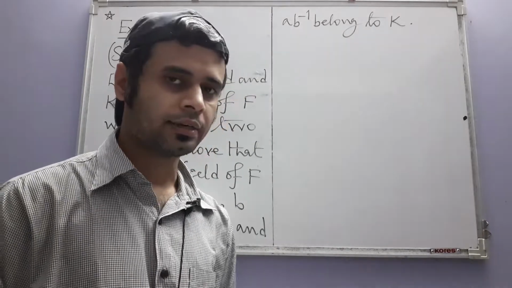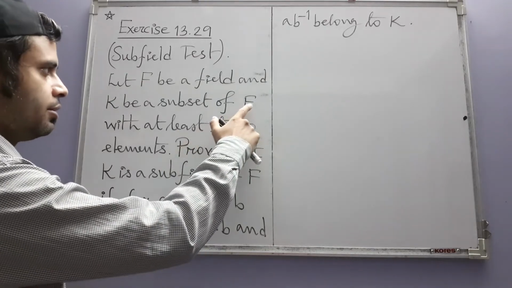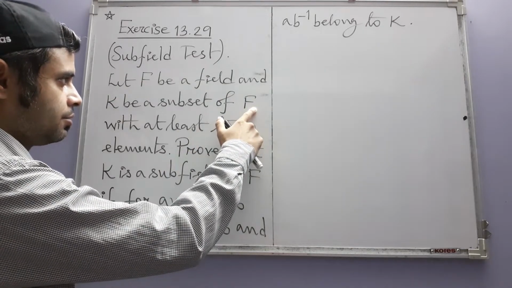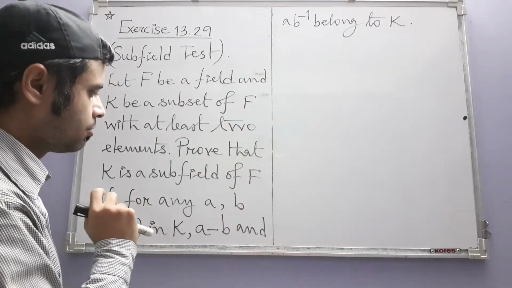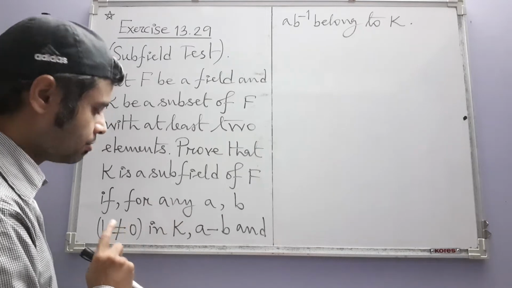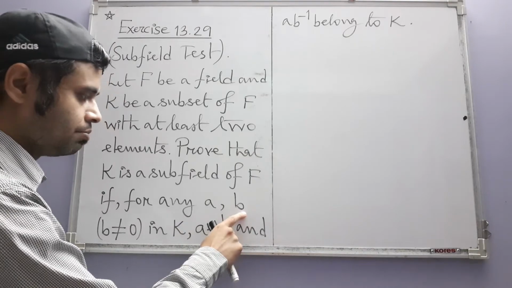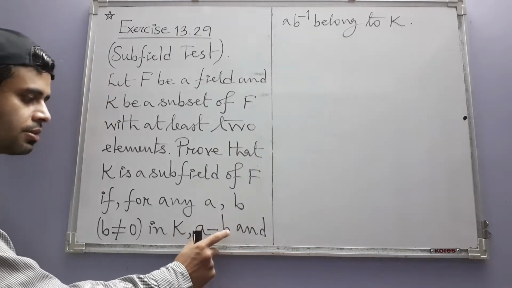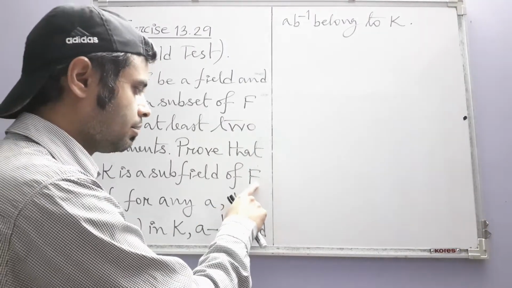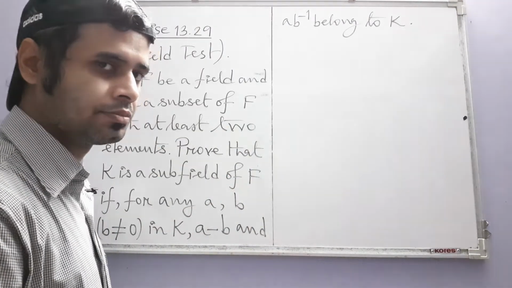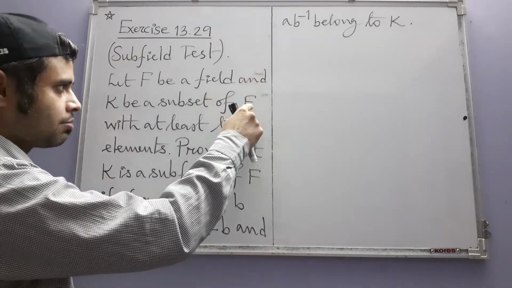Exercise 29 next, subfield test. Here we are given a field F and a subset K of F which has at least two elements in it. Also, these conditions are true: if we consider any two elements A and B in K where B is non-zero, the difference A minus B and the product AB inverse, as you would calculate them in the field F, actually belong to K.